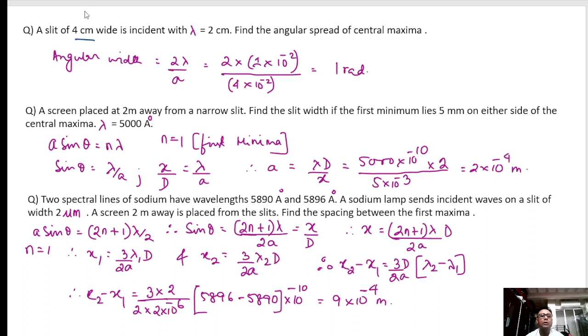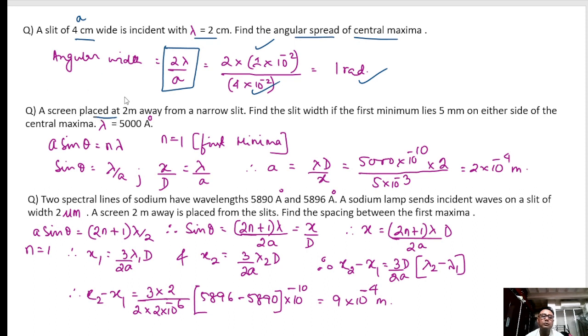A slit of 4 centimeter width is given, the wavelength is given, find the angular spread of the central maxima. So angular spread, as you know, is 2 theta equal to 2 lambda by a. So putting the values from the formula, we get the answer.